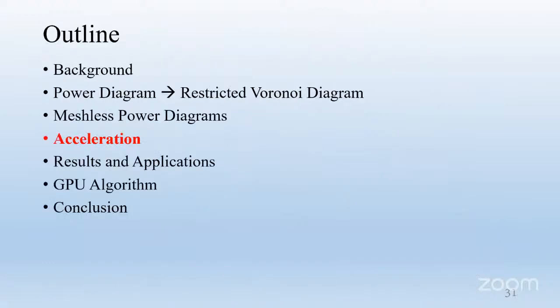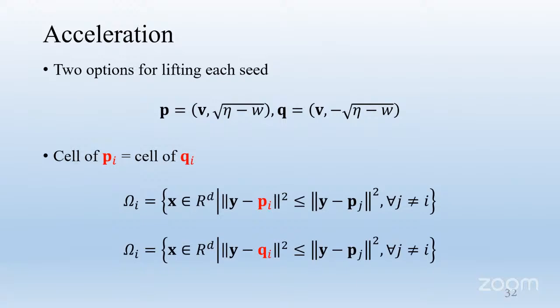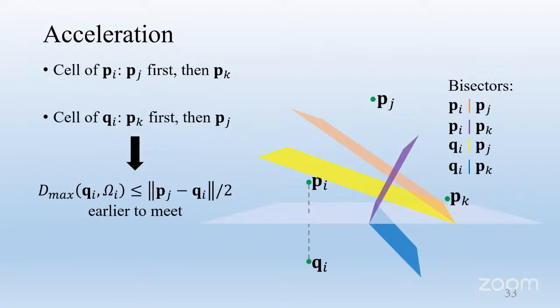Next, let's see how to speed up the algorithm. As just mentioned, the cell of Pi is the same as that of Qi, so we can accelerate the computation if we replace Pi with Qi in the proposed algorithm. Take a look at this example.